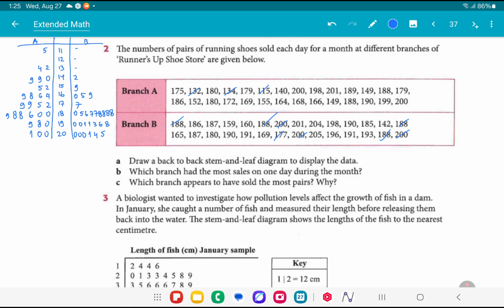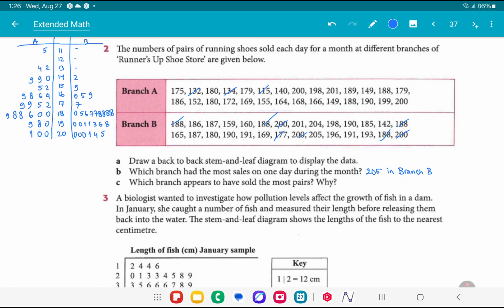For question B, which branch has had the most sales on one day during the month? For question B, we find the most sales is 205 in branch B.